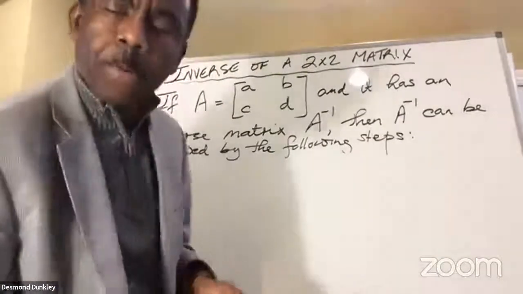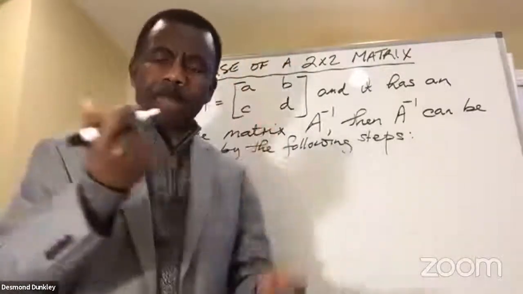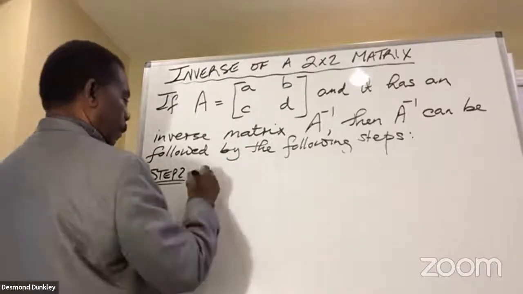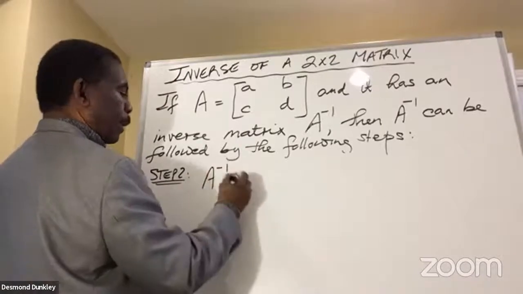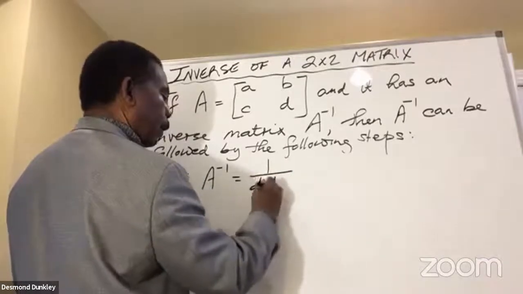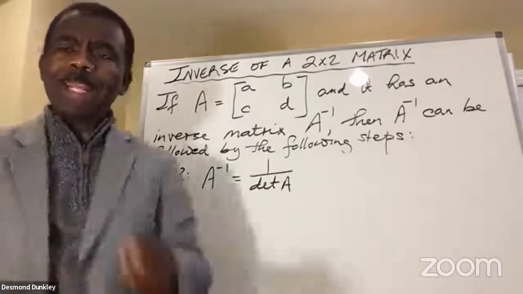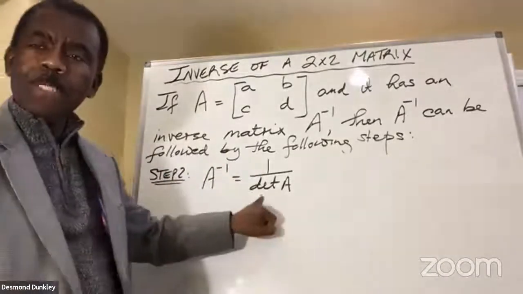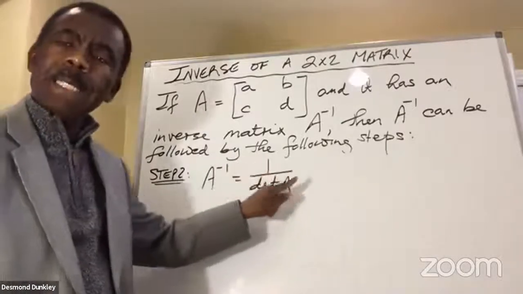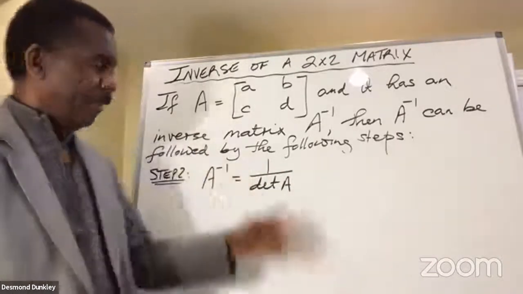As I said before, I'm going through the steps using letters in a generic manner, and then I'm going to go specific. So, step 2, A to the minus 1 is going to be equal to 1 over the determinant of A. You see, 1 divided by the determinant of A. So now you see, if the determinant of A was 0, then this would be invalid. This would be meaningless. This would not be of any use at all. It's undefined.